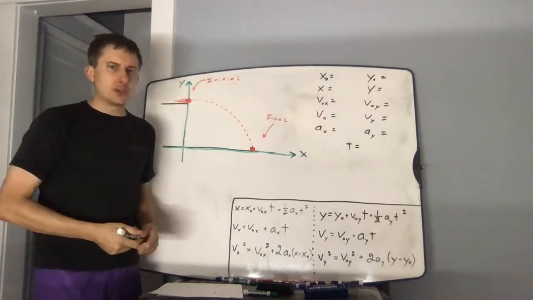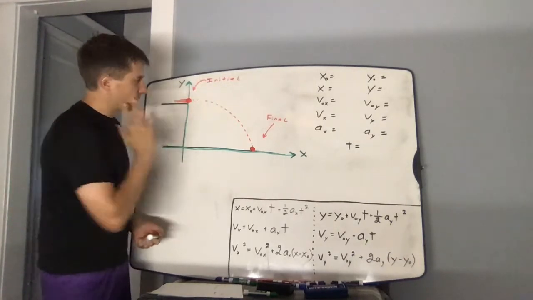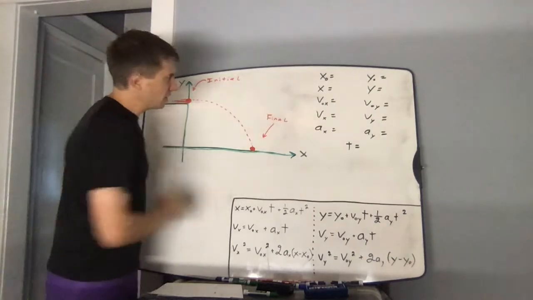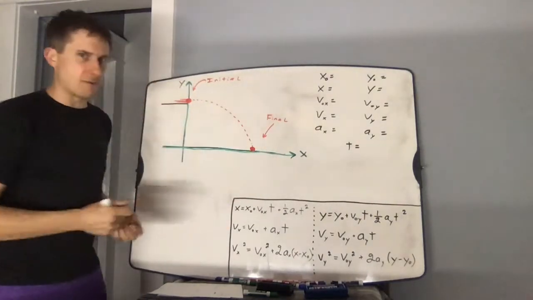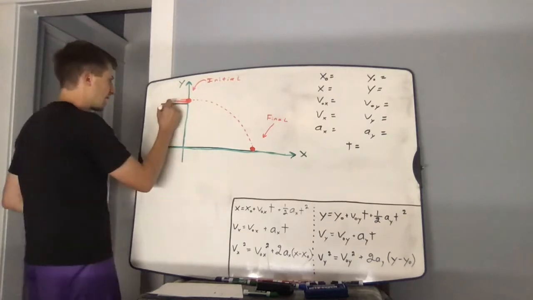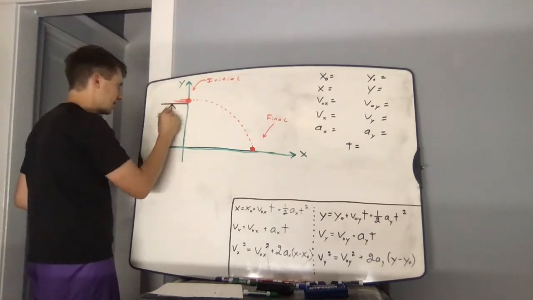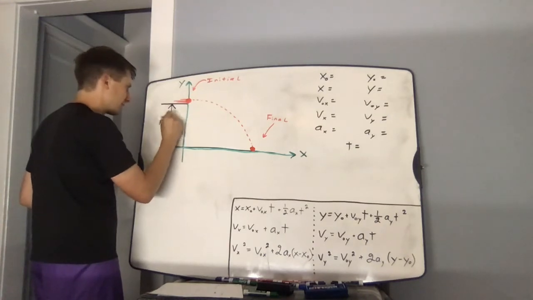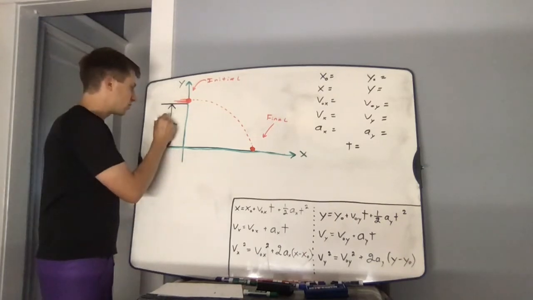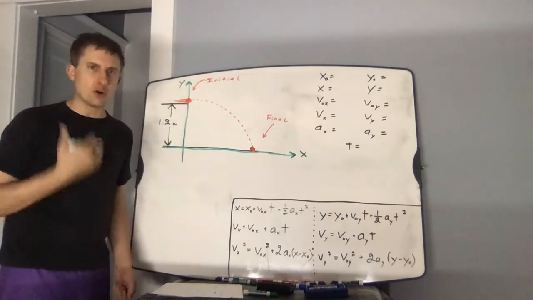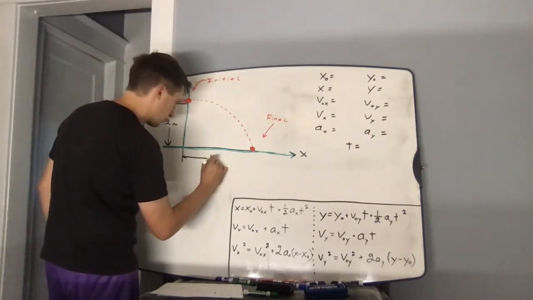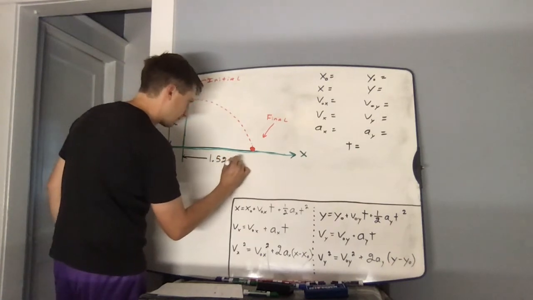So now that we have all these symbols written, I'm going to draw in some numbers from what we're given in the problem, and I'm going to then see, are there any numbers we could right away plug in for these 11 terms? So in the problem, we are told that the table is 1.2 meters high. So this distance is 1.2 meters. And we are told that the ball lands 1.52 meters away horizontally from the edge of the table. So this distance here is 1.52 meters.